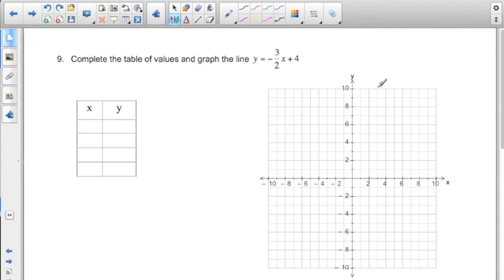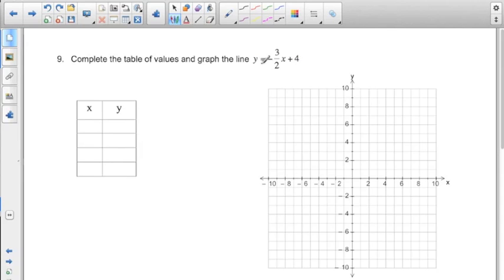Complete the table of values and graph the line. Really, guys? We've done this before. We should be okay. Alright, guys. So to complete the table of values and graph the line, well, this one's pretty straightforward.